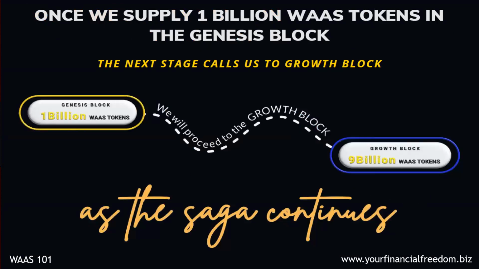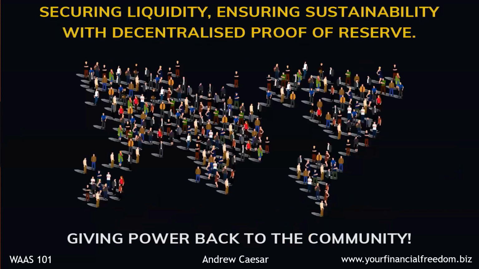Okay. Now, once we supply 1 billion WAS tokens in the Genesis block, the next stage is called the growth block. The growth block will probably be here a lot sooner than the 500 days. That's it, ladies and gentlemen. Securing liquidity, ensuring sustainability with decentralized proof of reserve, giving the power back to the community.